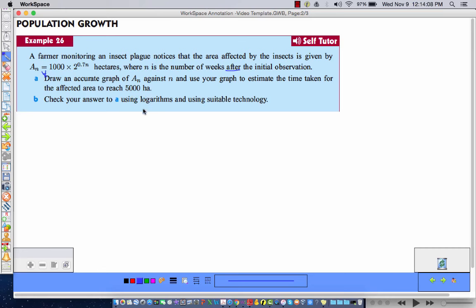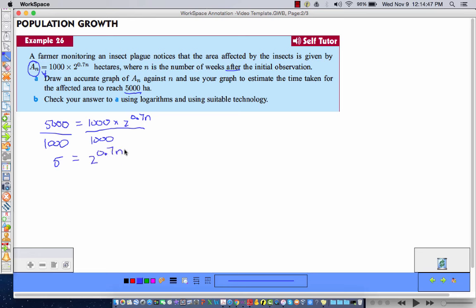So really, we're going to solve this using logarithms. We need to know when the affected area is 5,000, so we replace A sub n with 5,000. 5,000 equals 1,000 times 2 to the 0.7n, and all we need to do is solve for n. So divide both sides by 1,000, and we get 5 equals 2 to the 0.7n.